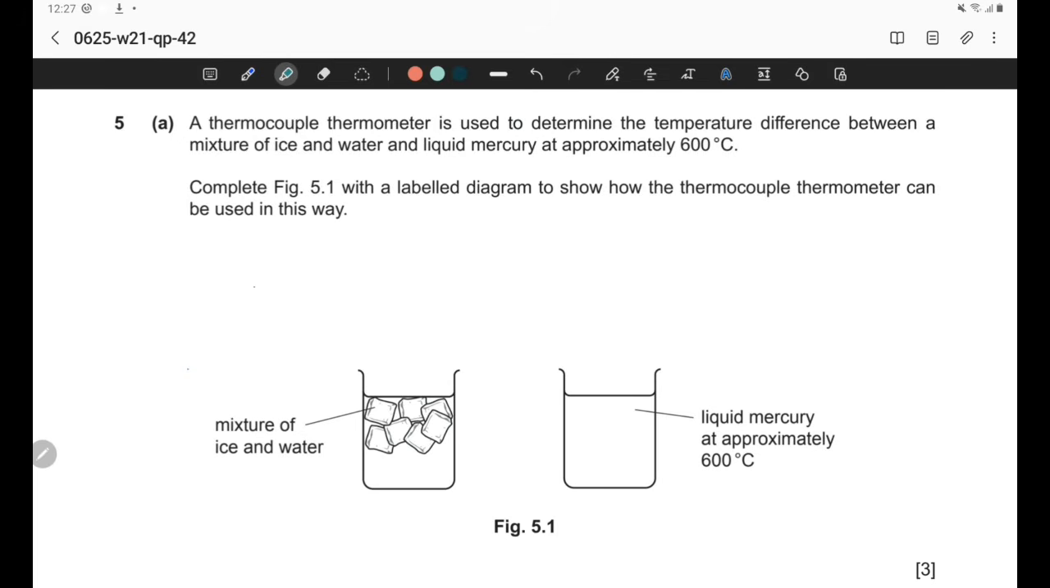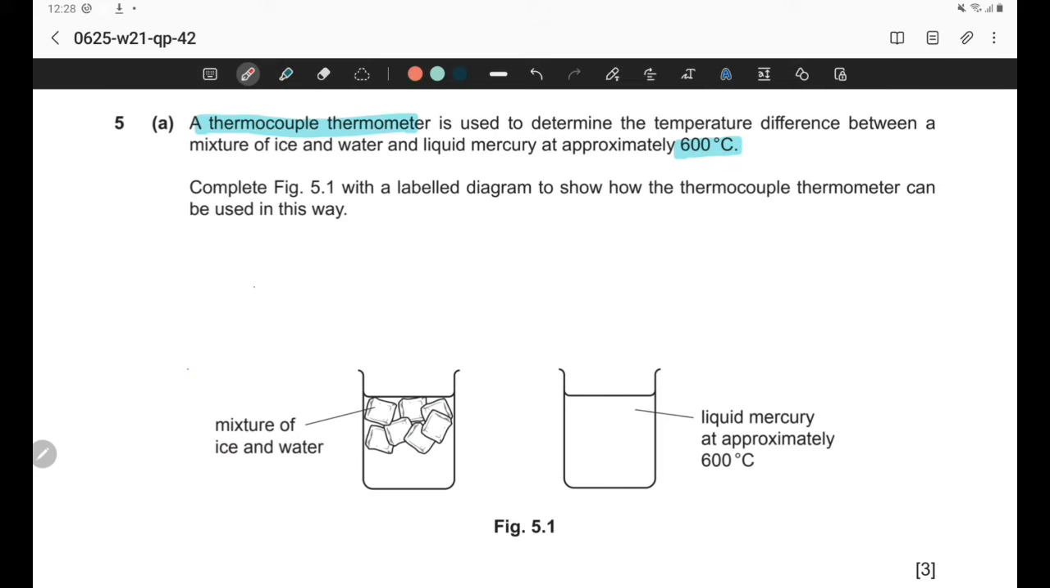Question 5 Part A. A thermocouple thermometer is used to determine the temperature difference between a mixture of ice and water and liquid mercury at approximately 600 degrees Celsius. Complete figure 5.1 with a labeled diagram to show how the thermocouple thermometer can be used in this way. So in this question we have to draw a thermocouple thermometer.